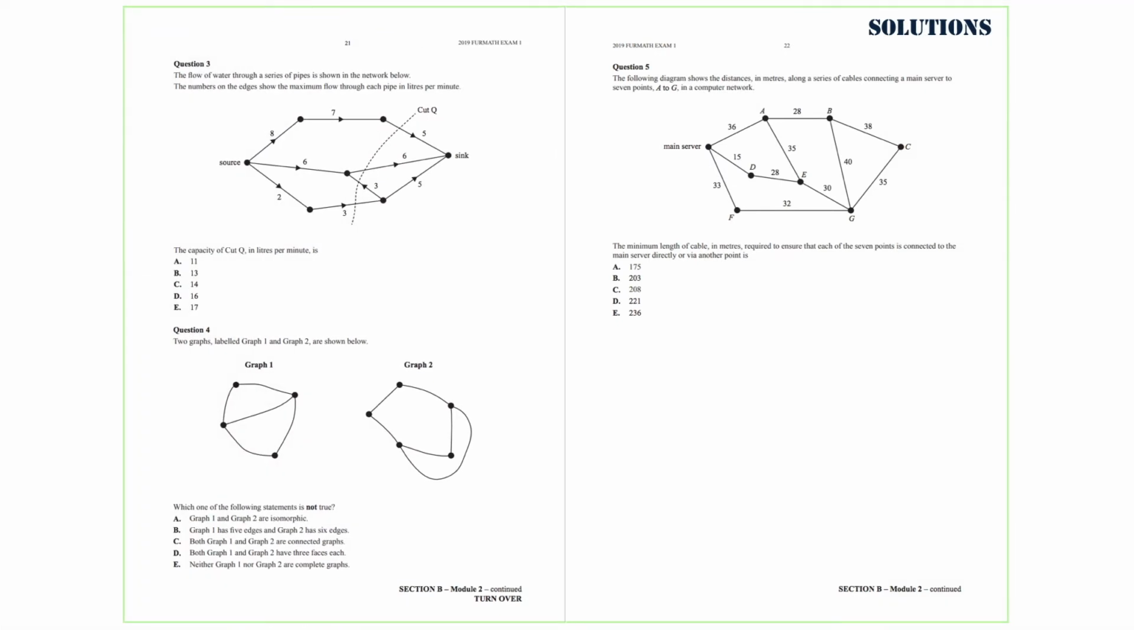Question 3. The flow of water through a series of pipes is shown in the network below. The numbers on the edges show the maximum flow through each pipe in liters per minute. The question is asking for the capacity of cut Q in liters per minute. We need to determine the capacity of the edges going into the cut Q from left to right. So the capacity of cut Q is equal to 5 plus 6 plus 3, which is 14 liters per minute. Therefore, the answer we're after is option C.